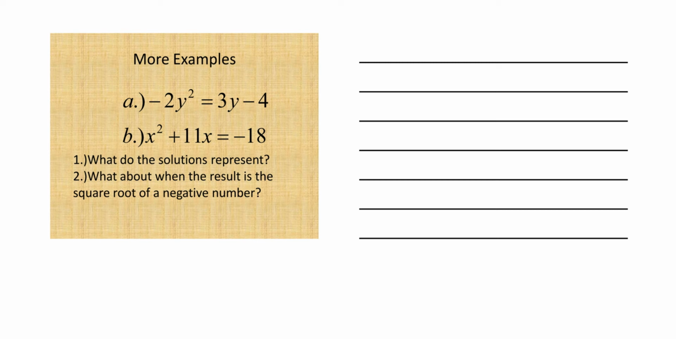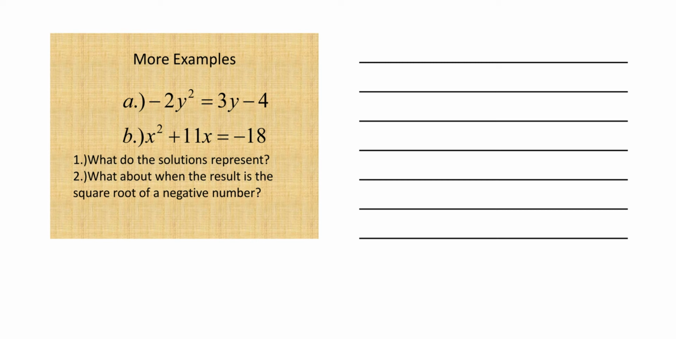Alright, so some more examples for solving using the quadratic formula. In this case, A, we have negative 2 times y squared equals 3y minus 4. B, x squared plus 11x equals negative 18. And for number 1, what do the solutions represent? And number 2, what about when the result is the square root of a negative number?